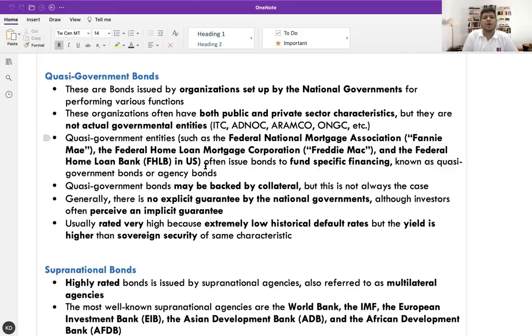Guys, tell me one thing. What is ITC? ITC, an Indian company, Indian Tobacco Company. Who owns that company? Any idea? Everyone out here? Who owns ONGC? Government companies. These are government companies.